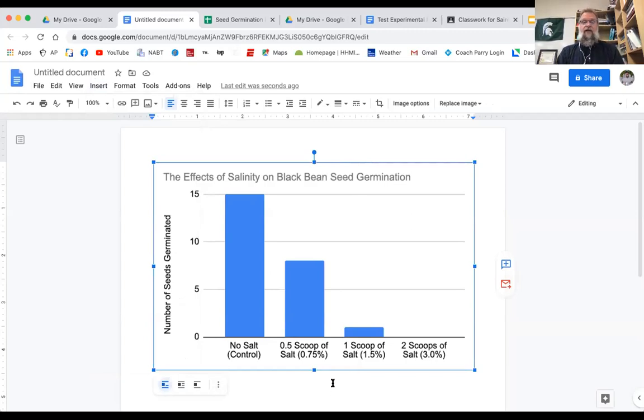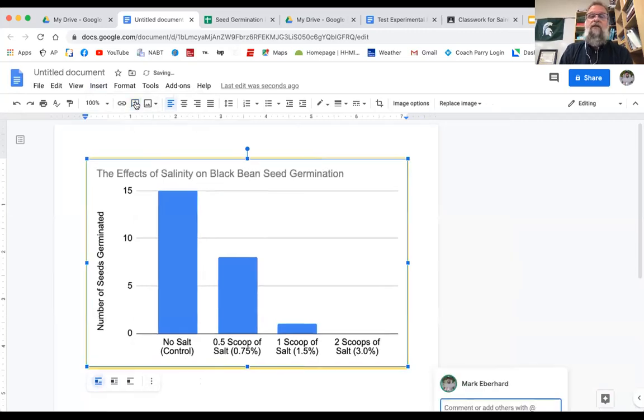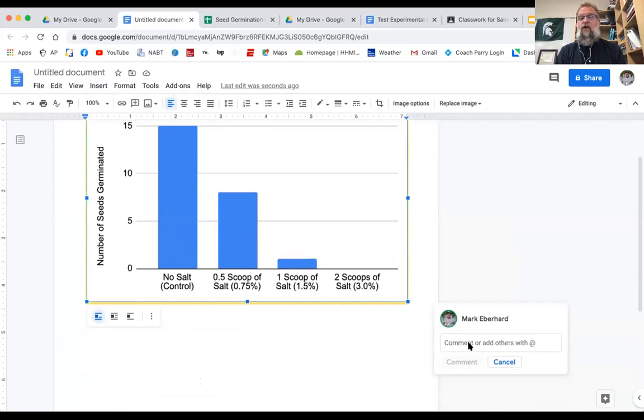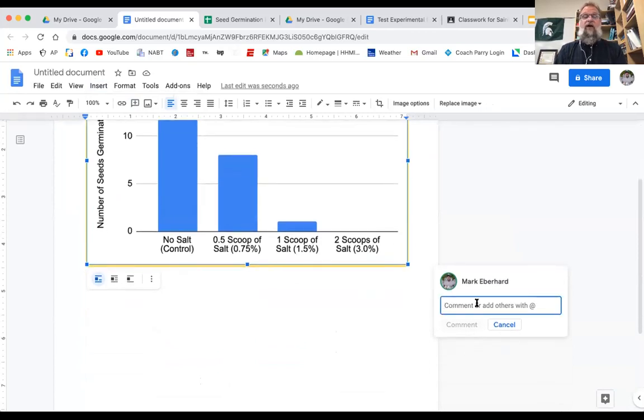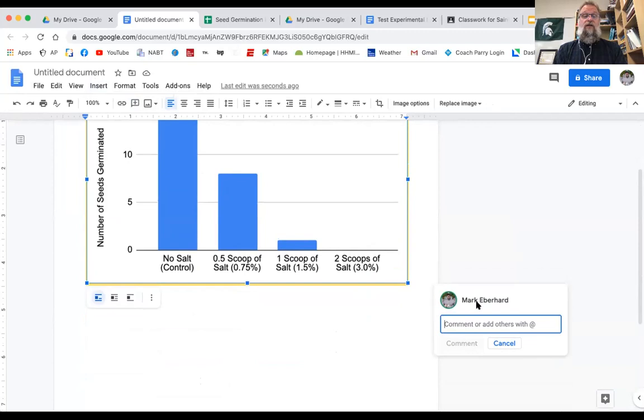So I might start putting observations on here. Let me see if it'll let me make a... I could also do it, I just use comments there. It's another way that I could do this as well. So I can make an observation. So what's one thing I see? The no salt, or let me make it even simpler, 0% salt produced the tallest bar.